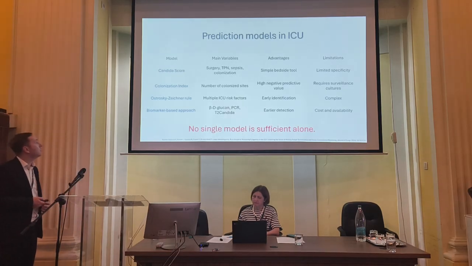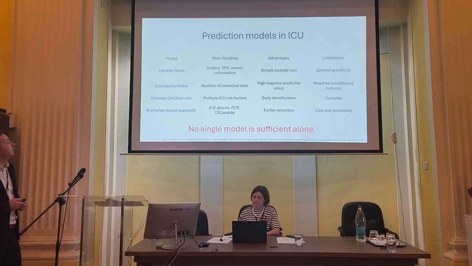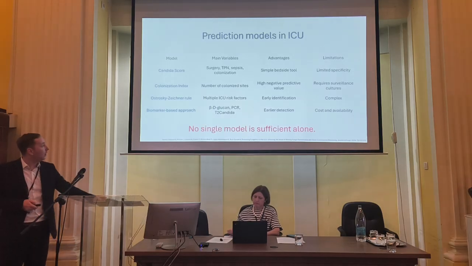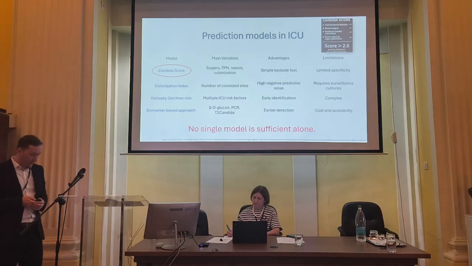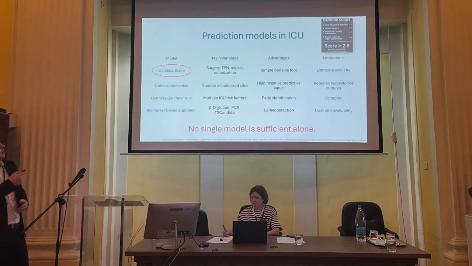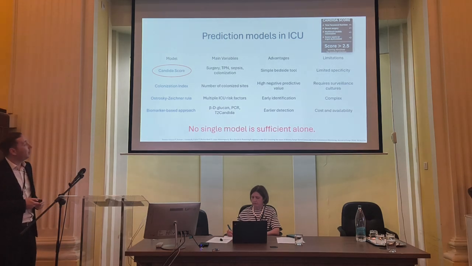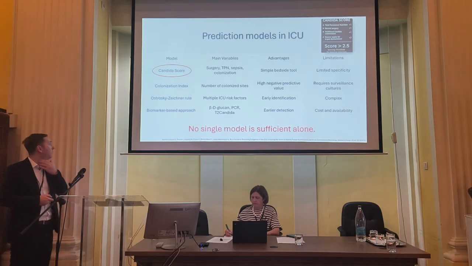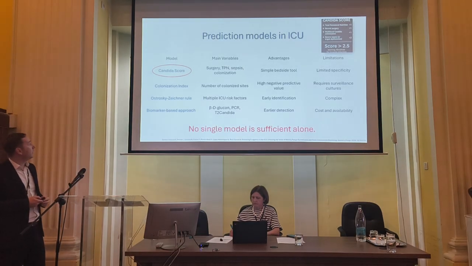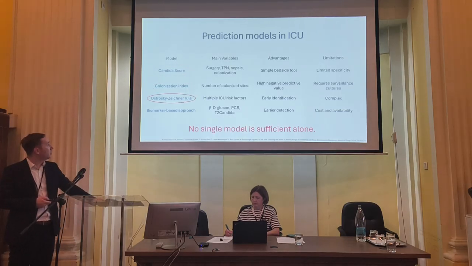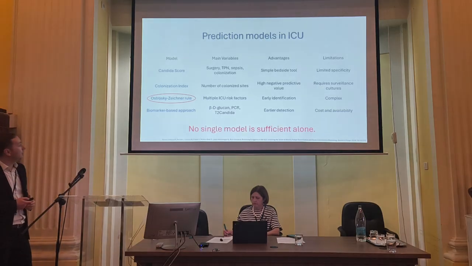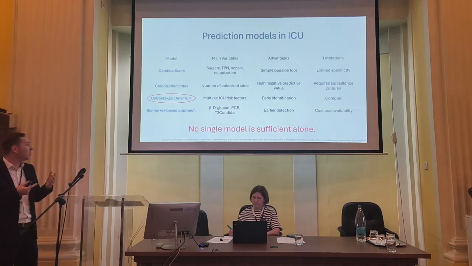We also use the Candida score, which uses surgery, total parenteral nutrition, sepsis, and colonization. It serves as a simple bedside tool for risk stratification. There are points, 1, 2, and a score of more than 2.5 stratifies patients at high risk for invasive fungal infection. Others are the colonization index, which uses the number of colonized sites, and Ostrowski's rule, which uses multiple ICU risk factors for early identification, but it's a little bit complex.